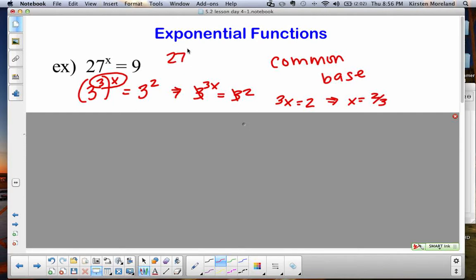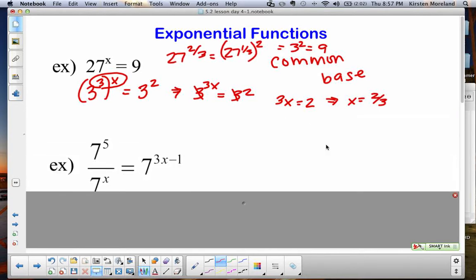We do 27 to the 2/3. Again, that's the same thing as 27 to the 1/3 squared. The cube root of 27 is 3. Squaring that gives us 9, so we got the correct answer.